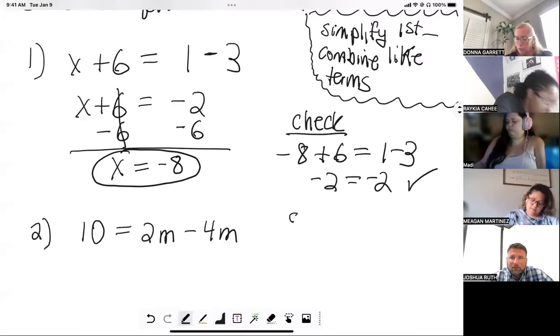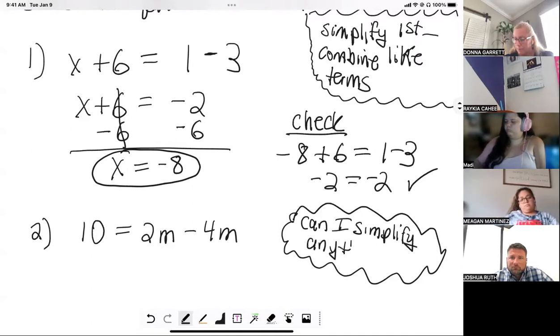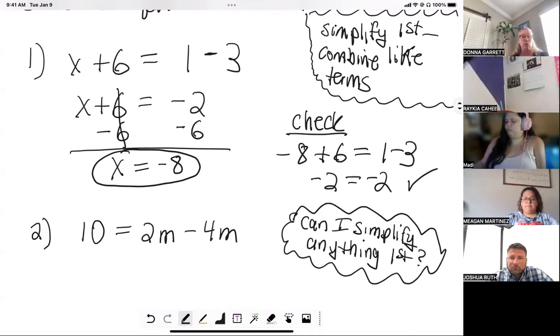So when you do an equation, right over here, I want you to ask yourself every time, can I simplify anything first? You always ask yourself that. Can I simplify anything first, before you do anything? The answer is yes.